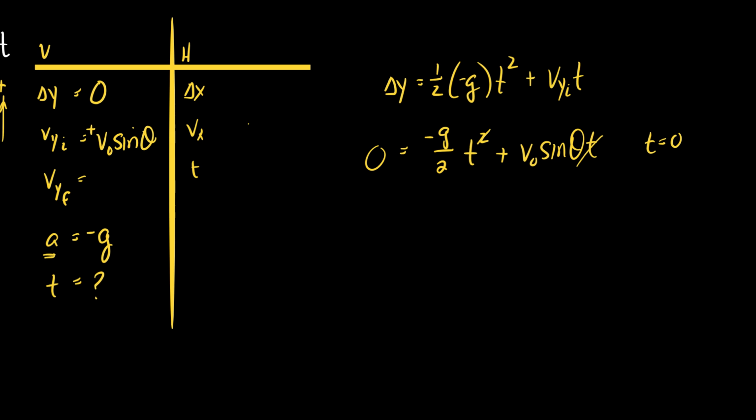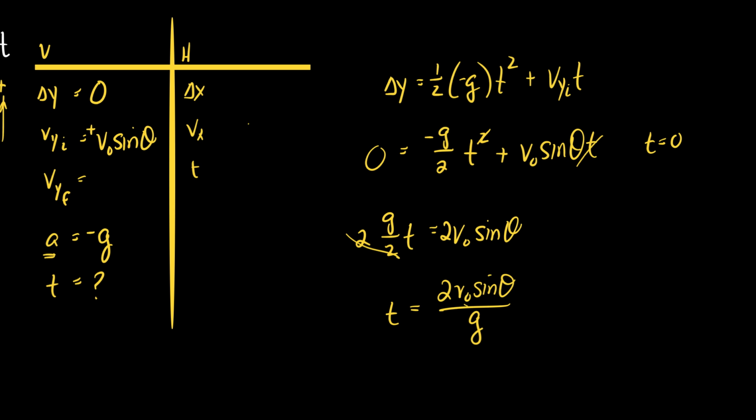Factor out one of the t's, set it equal to 0. And then my other factor will just be g over 2 t equals v naught sine theta. I just move that term to the other side. I'm going to multiply both sides by 2. That gets rid of the 2's over there. Is that all good? Then divide both sides by g. I have an expression for the time.